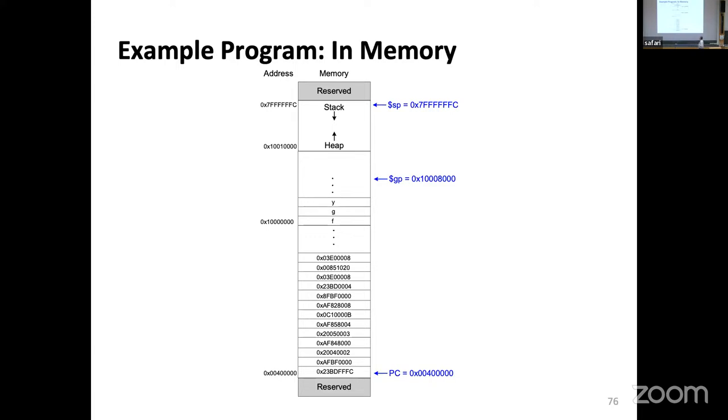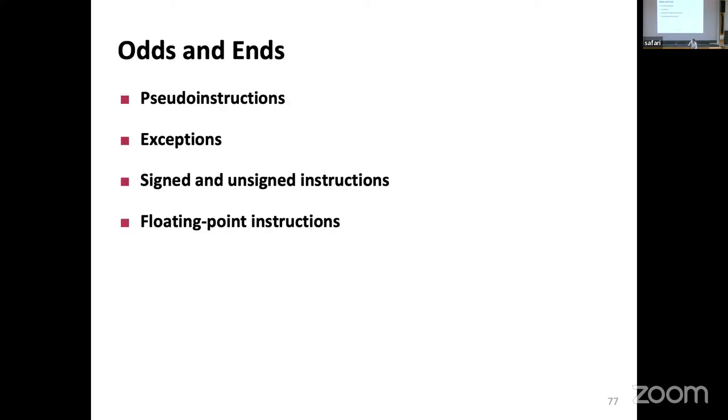And now the loader's job is to take this executable and put it in the right place. The text will be put here at the very beginning. The GP has been initialized to this value, and I remember that Y, G, F were being referenced relative to that GP. The stack pointer has been initialized to the top of the stack, and I don't have anything on the heap at the moment. And here is my program. This is the first instruction, the 23BDFFC. Let's just go back. Sorry.